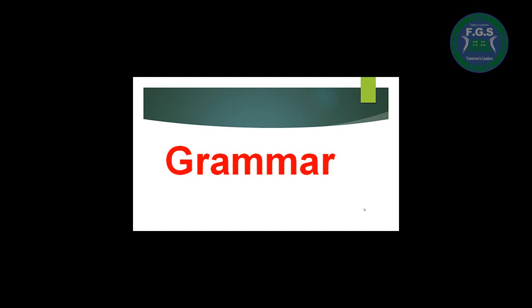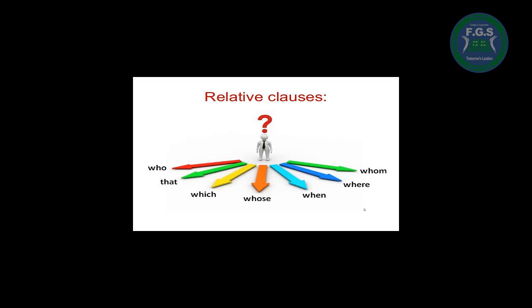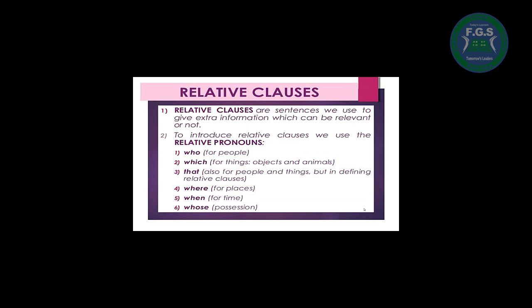Okay, let's go. So, the grammar today is talking about relative clauses. At first, what is the meaning of relative clauses? Let's know together. Before we start our grammar, I want all of you to know that relative clauses have many kinds. For example, who, that, which, whose, when, where, and whom. But at first, what is the meaning of relative clauses?